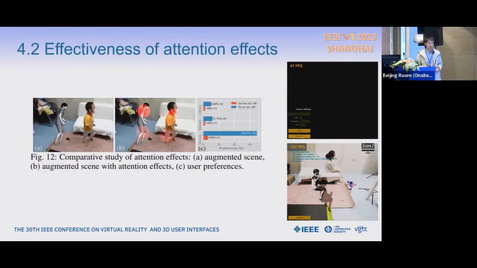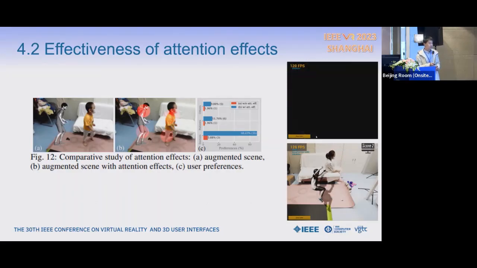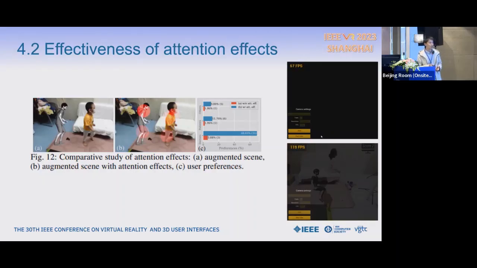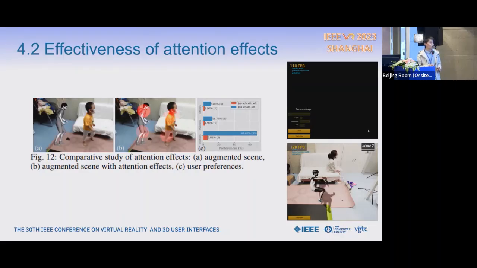We first performed a comparative study to evaluate the effectiveness of the attention effects. As shown in the figure, over 90% of respondents, including doctors, parents, etc., prefer highlighting the key parts for effective verification. Thus, we can verify the attention effects and virtual character as a whole.